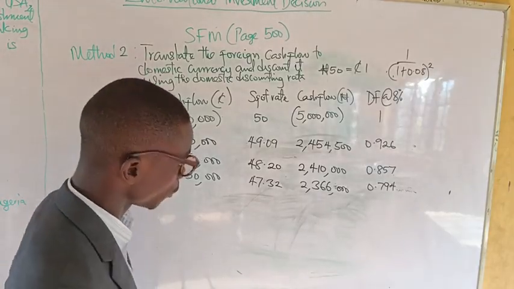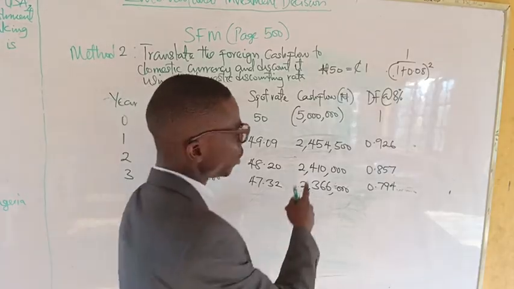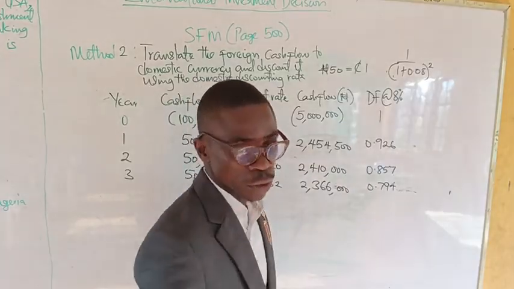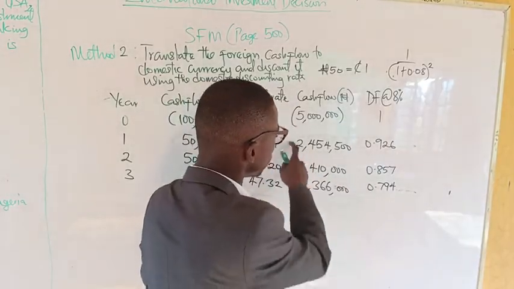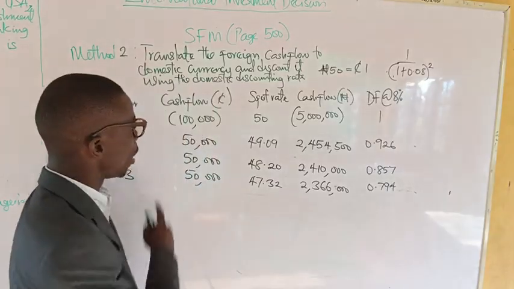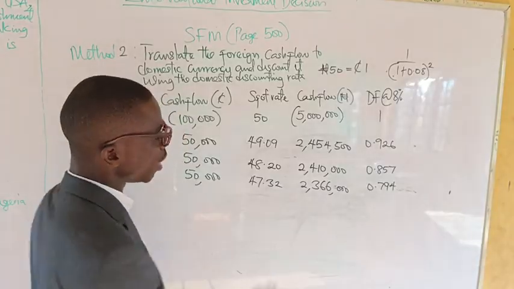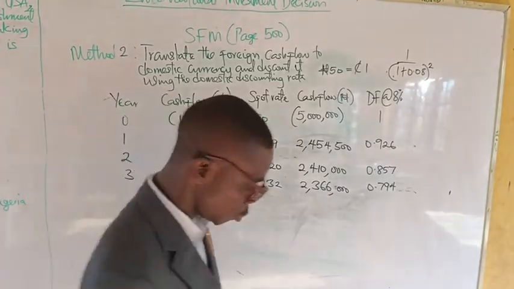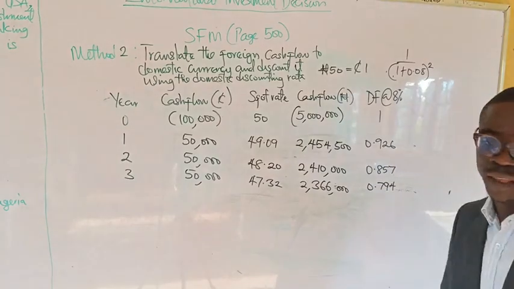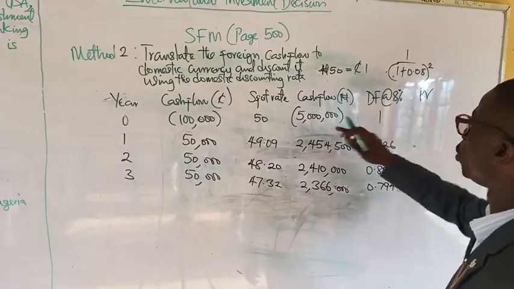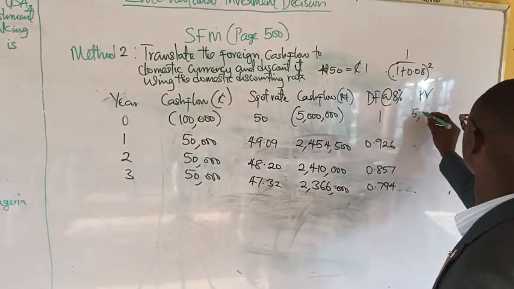Can you see the reason why you can't use the same formula for the discounting rate now? You can see the figure is different. Unlike here, it's the same thing, but when you now translate it to naira, you can see it's different. So now let's calculate the present value.